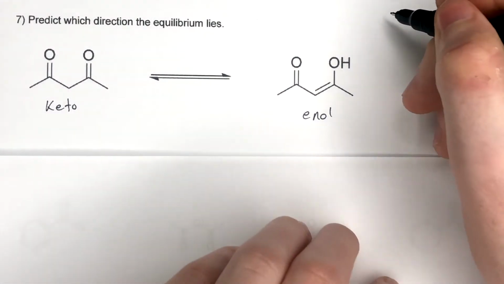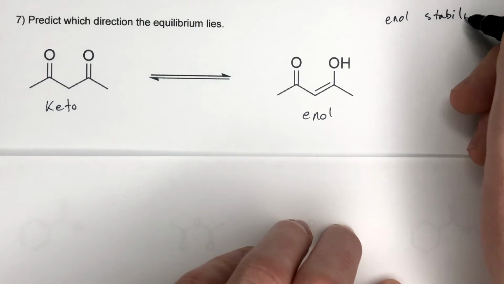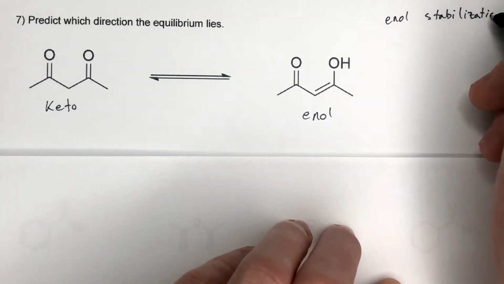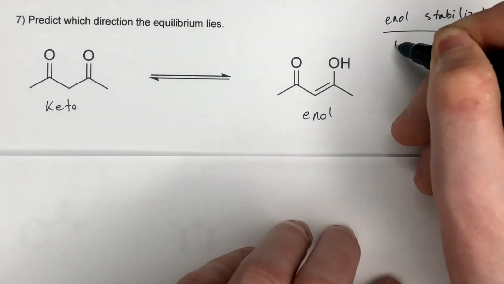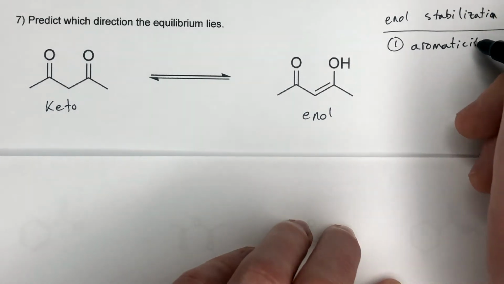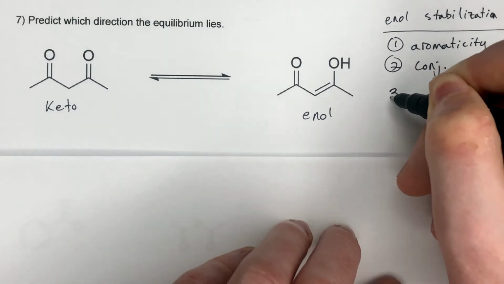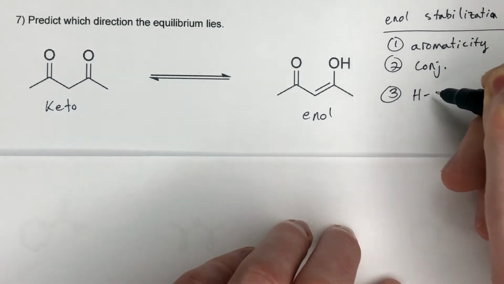The special factors that stabilize the enol, in a general sense, there's probably more than this. This isn't comprehensive, but there's 3 that I can think of. 1 is aromaticity. 2 is conjugation. 3 is intramolecular hydrogen bonding.